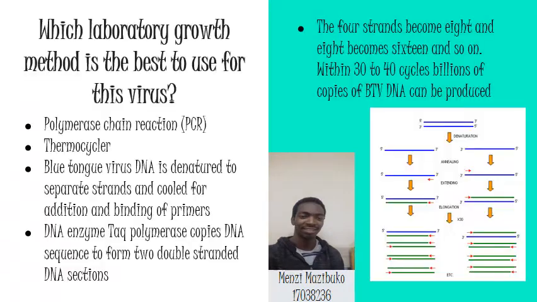Polymerase chain reaction is the best method for growth of blue tongue virus. It is carried out in an instrument called the thermocycler. Firstly, the DNA of the virus is denatured by increasing its temperature so the DNA can separate. Once separated, the DNA is cooled, primers are added and allowed to bind to the single DNA strands. After attachment of primers on each DNA strand, a DNA enzyme, Taq polymerase, copies the DNA sequence, forming two double-stranded sections of DNA.